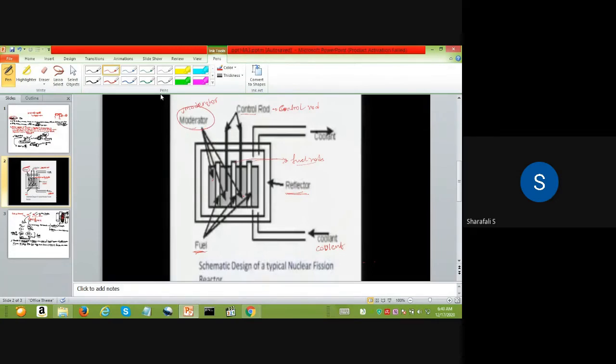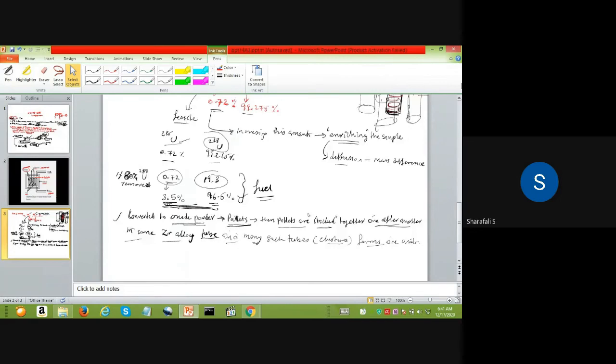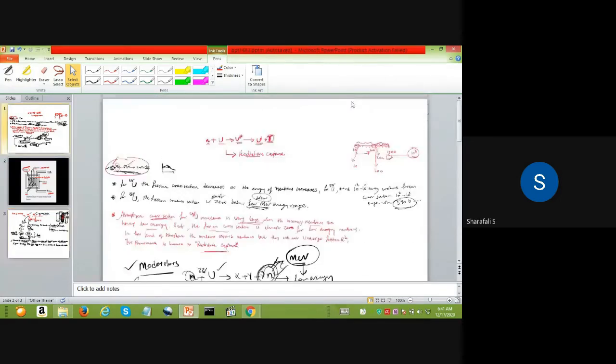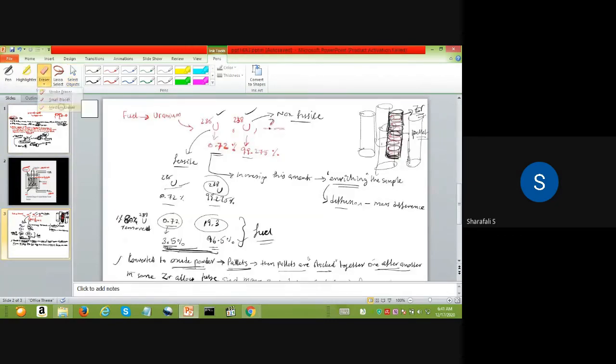So when from that fuel rod, after nuclear fission, I'll just show here, I will explain. I will show one video, if it is possible, in the next class to explain all these things. So you have that fuel rod here. In this fuel rod there will be uranium-235.